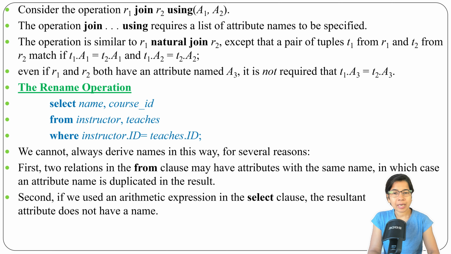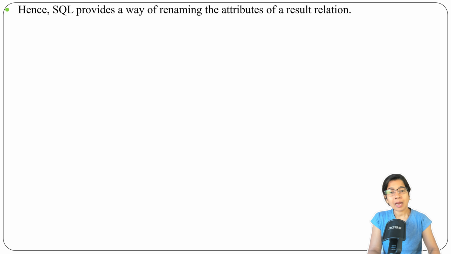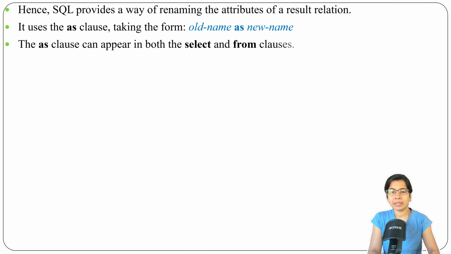And third, sometimes we want to give a different name in the result. We want to see it in a different name than the base name. So these are the three reasons for which we want to rename. We can rename by the as clause. We write the previous name, as, and the new name. So old name as new name.